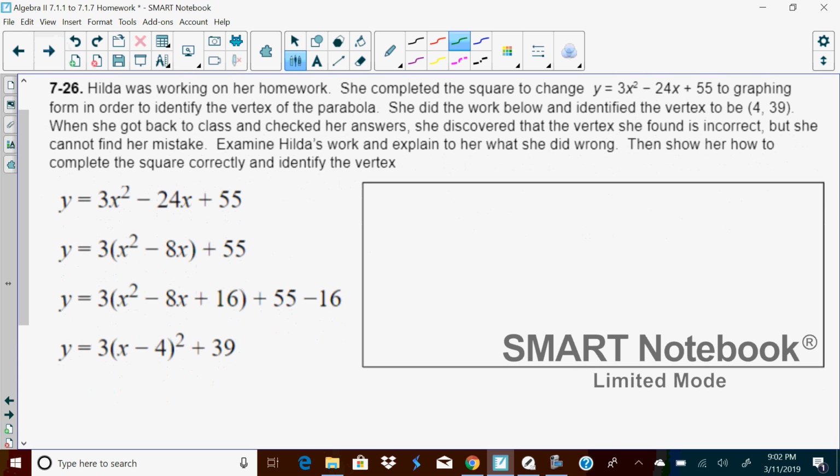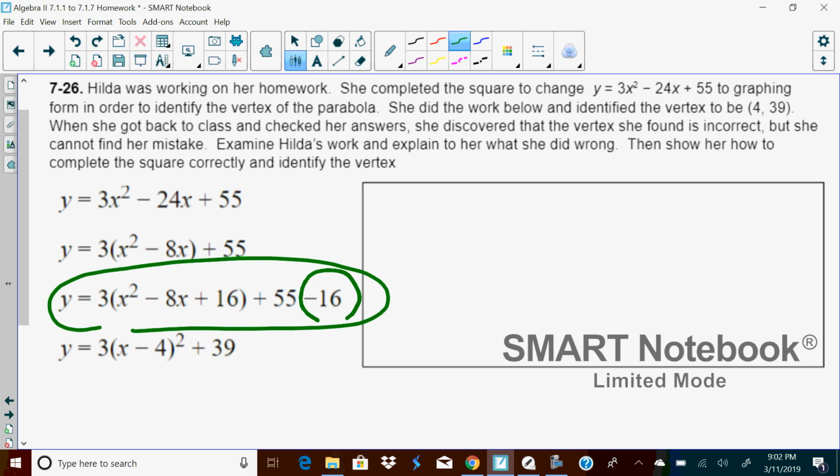26. Hilda was working on her homework. She completed the square. Turns out she did it wrong. Where was her incorrect answer? So it's actually at this step right here where she subtracted 16. She should have subtracted 16 times 3, because even though we're adding 16 here, we're really multiplying it by 3. So 16 times 3 is 48. So she should be subtracting 48.